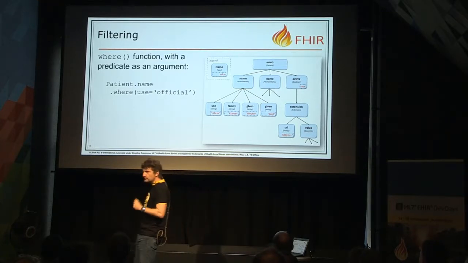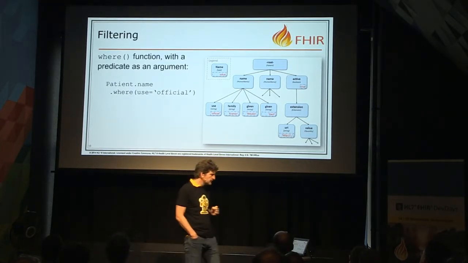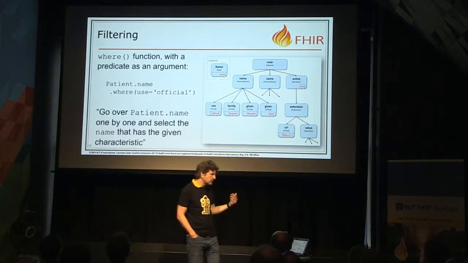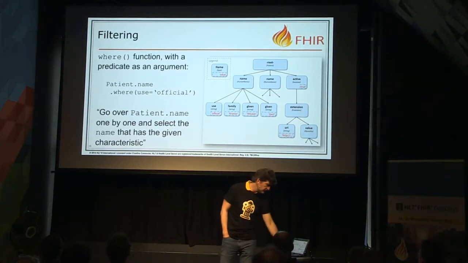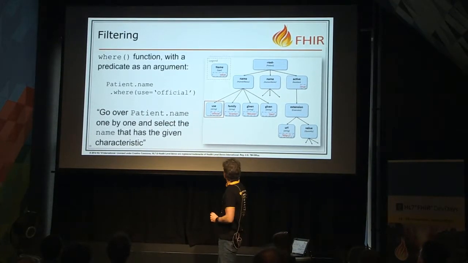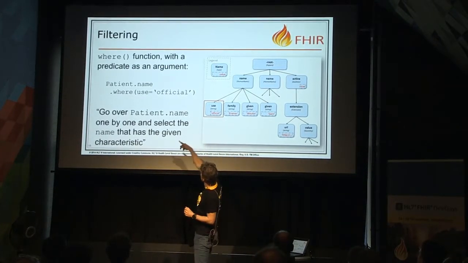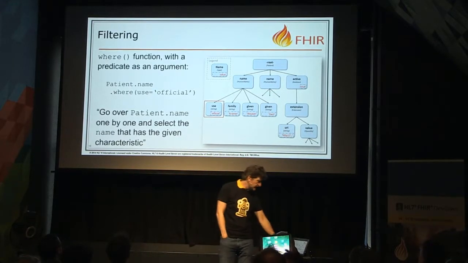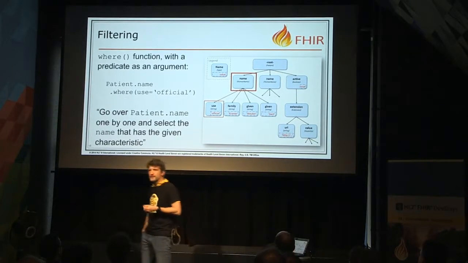Patient.name.where(use = 'official'). What it will do is go over patient.name one by one and then select the names with that characteristic, use is official. So this red box is one of the uses that matches that statement, of course, but what you're selecting is not the use, what you're selecting is the name. That's important. That's a common trap to fall into.